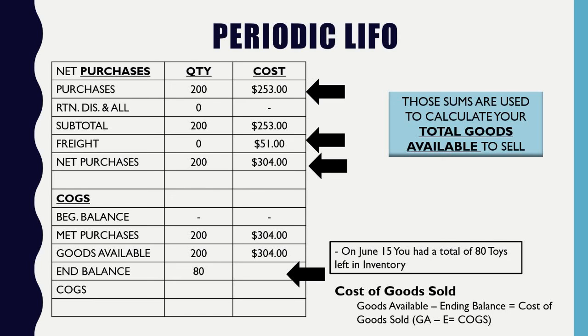So now, once we have that, we need to solve for our goods available. If we begin with 0 as our beginning inventory, then we can already solve that the net purchases become the goods available, because if you add nothing to it, the goods available you have to sell is 200 items at $304.